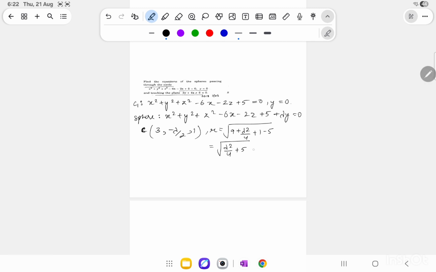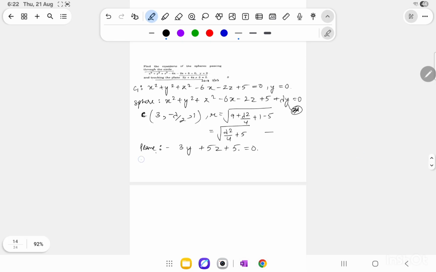Further it says that this sphere is touching the plane P. My given plane is 3y plus 5z plus 5 equals 0. If this plane is touching our sphere star, then my radius must be equal to the perpendicular distance from the center of this sphere. So my radius, which is basically under root (5 plus lambda square by 4), must be equal to the perpendicular distance between this plane and this point.